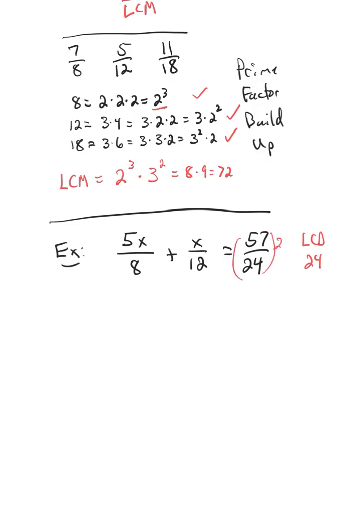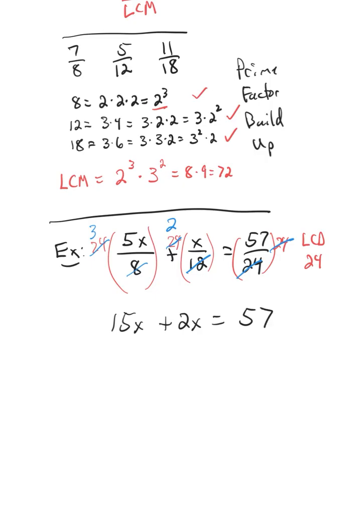So you can multiply both sides by 24. You've got to do that to all the terms, so it's kind of like distributing on that left side. In that case, the 8 goes into the 24 3 times. 3 times 5x would be 15x. But notice the denominator's been canceled now. And then the 12 goes into 24 2 times. Multiply what's left, 2x, so plus 2x. And then on the other side, the 24's cancel completely, so you just get 57.